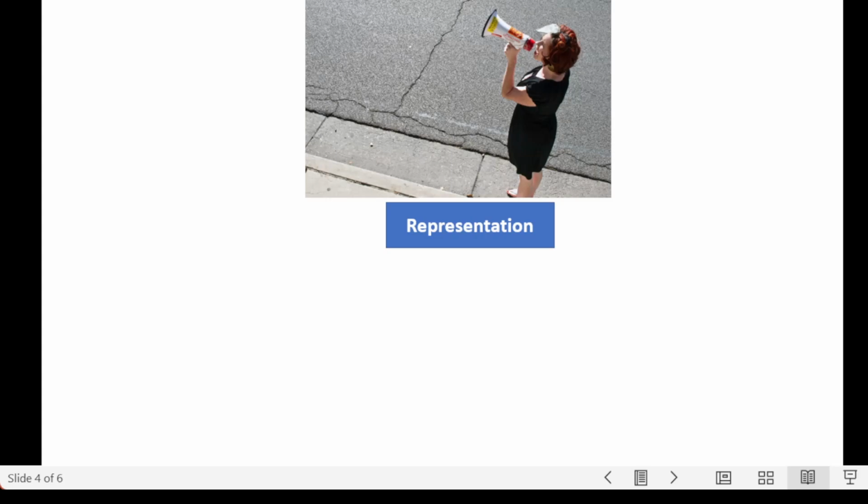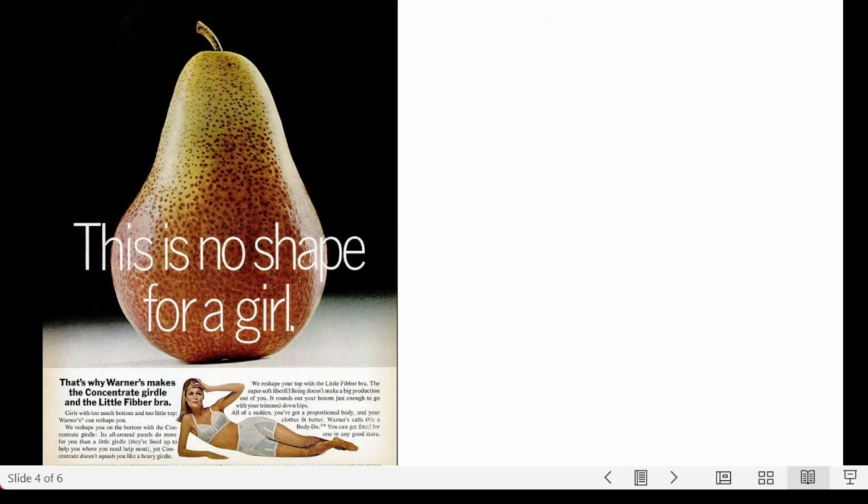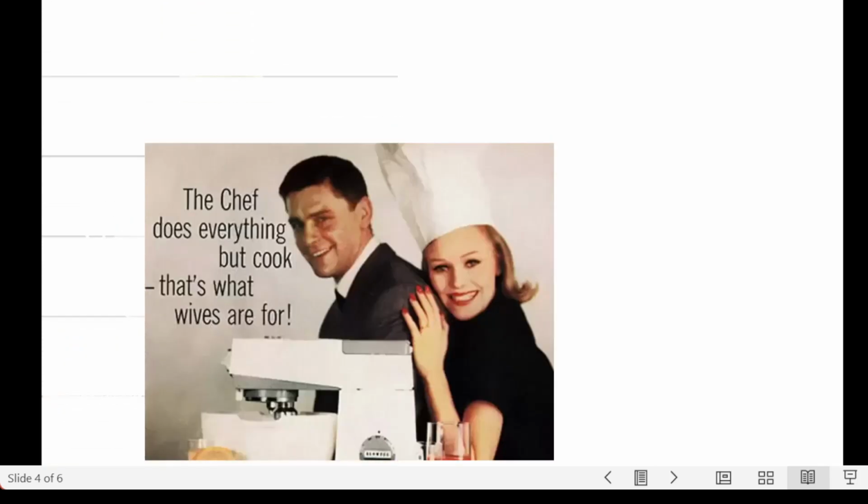Somewhere we need to appeal to their heart rather than appealing to their mind, and representation helps in that. So like, take this example. Now, this is an advertisement where the body shaming is being done. "This is no shape for a girl." So here objectification of women can be seen, and they are directly attacking the confidence of a woman so that she becomes a prospective consumer.